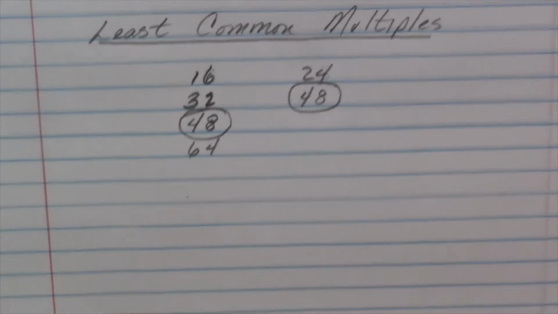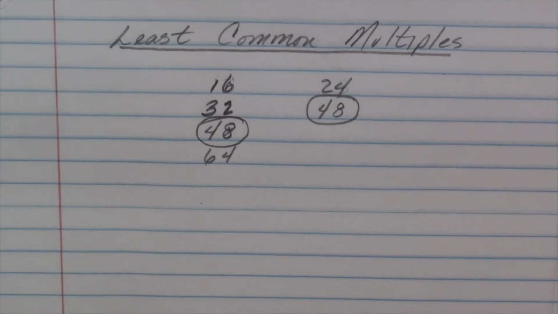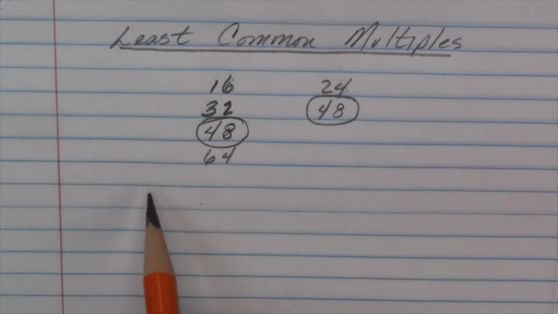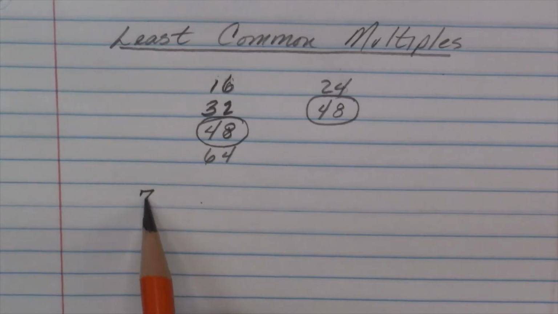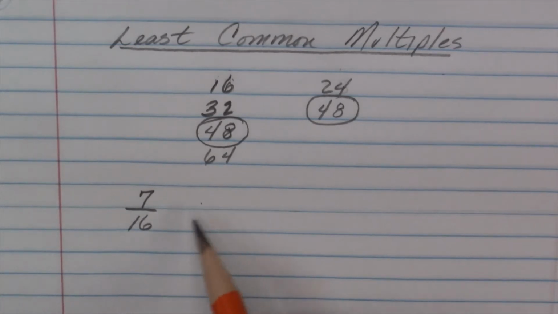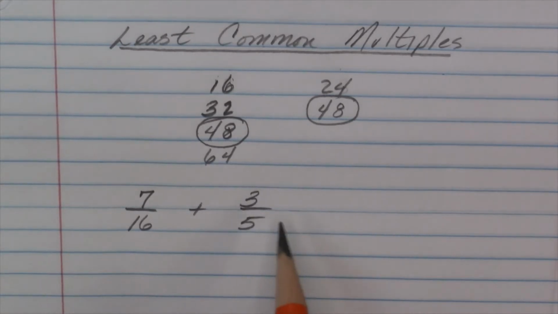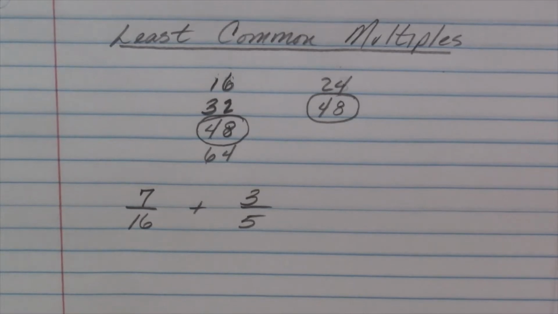Now, the reason why we care about least common multiples is not so we can sit around and just do random numbers. When we have fractions that do not have the same denominator, then we need to find something that is common. Okay, so here in our example we have two fractions. They're unlike fractions because the denominators are different.